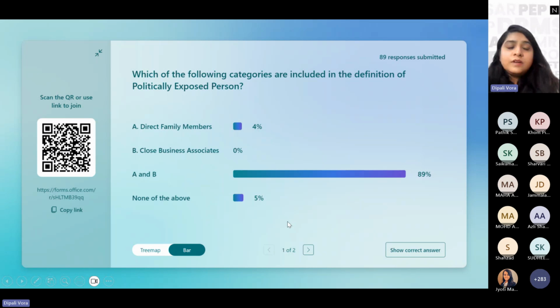Okay. So the correct answer is A and B. Which of the following categories are included in the definition of politically exposed person? It is direct family members and close business associates. So the correct answer is A and B. So 90% of them have answered that correctly.